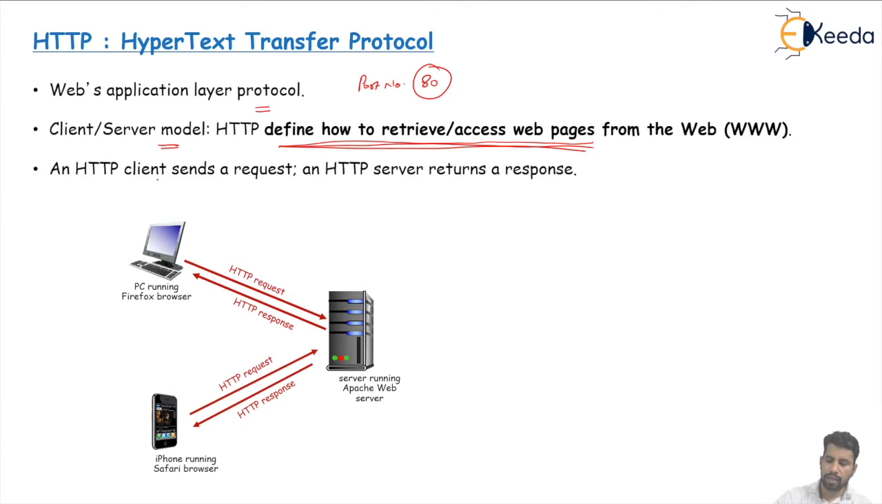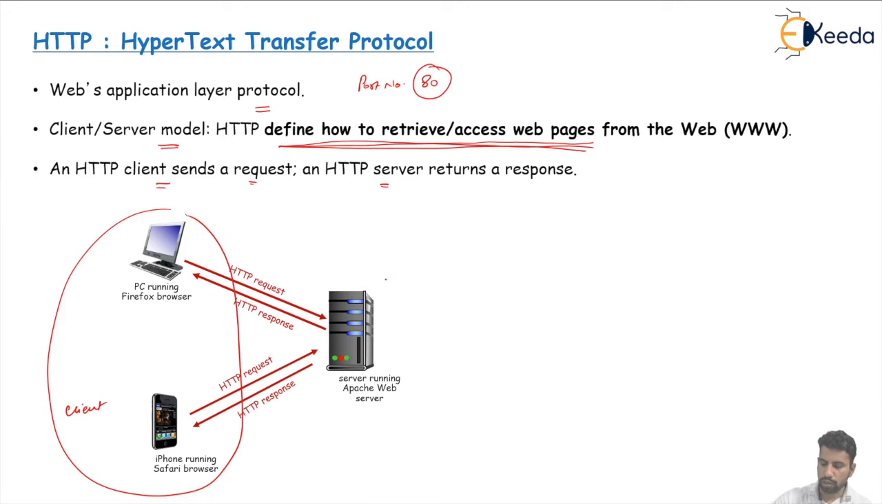Mainly an HTTP client sends a request and an HTTP server returns a response. For example, these are two clients. They want to access some website or retrieve some data from this server. They send an HTTP request and the server will send the response to the particular client. HTTP request and HTTP response. This is where the client server paradigm comes into the picture.